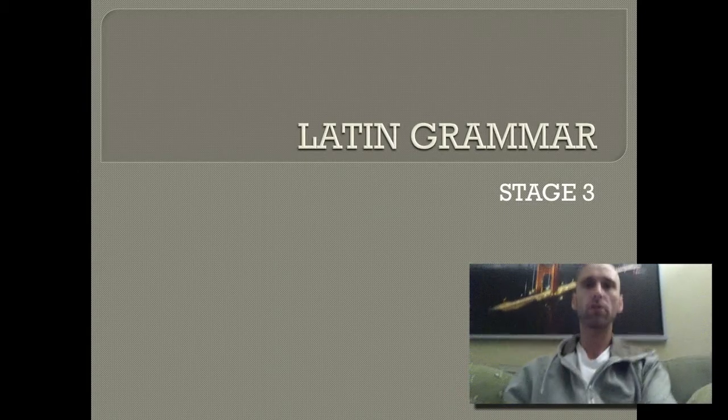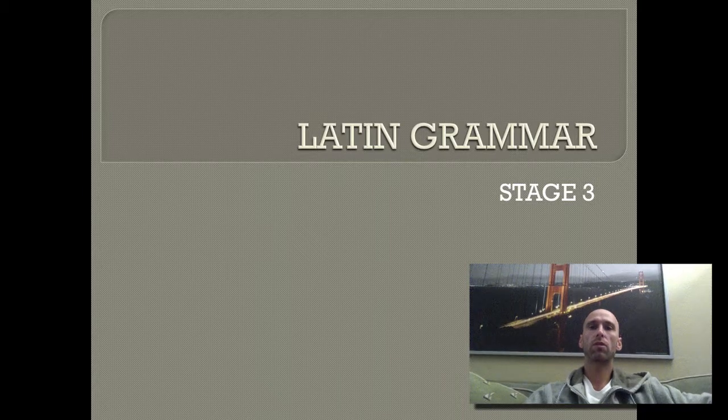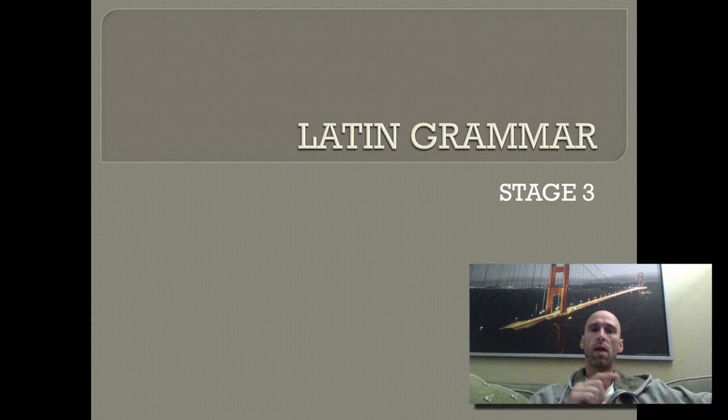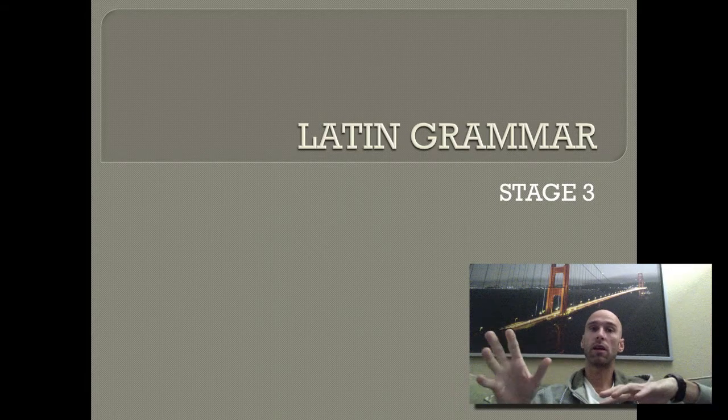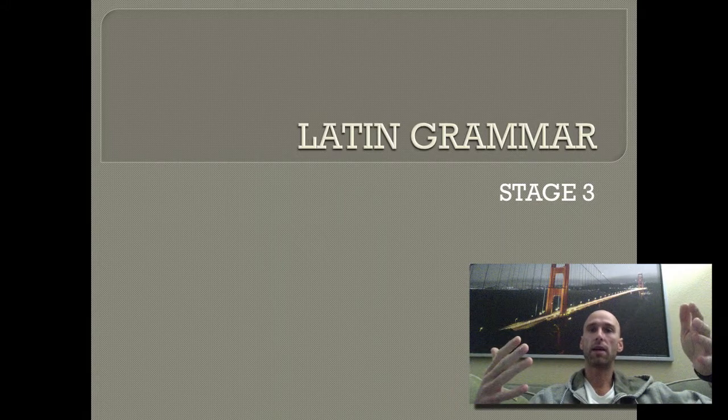Alright, so here's a little bit of grammar from stage 3. It's just kind of miscellaneous grammar, and it has to do with being able to determine the meaning of a word when you have seen it in one form and learned it in one form, but you've never seen it in another form. So if I've seen a noun in the nominative and I've learned it in the nominative, but now I have a translation where it's in the accusative and I don't recognize it.